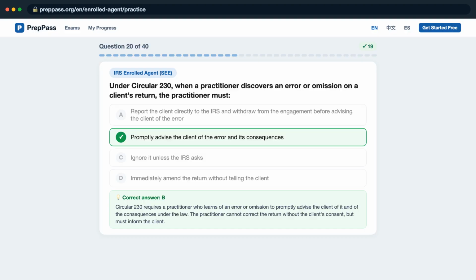Circular 230 requires a practitioner who learns of an error or omission to promptly advise the client of it and of the consequences under the law. The practitioner cannot correct the return without the client's consent, but must inform the client.